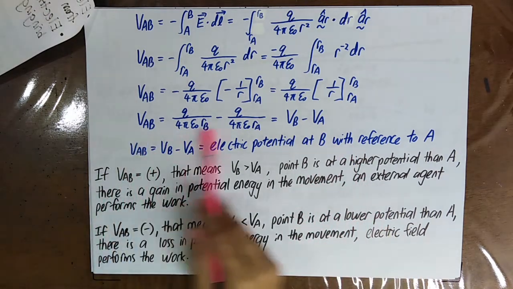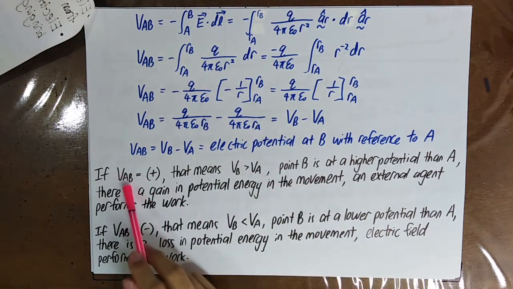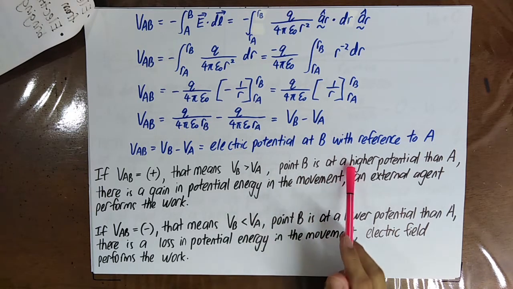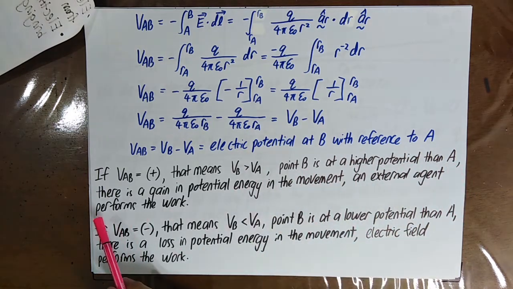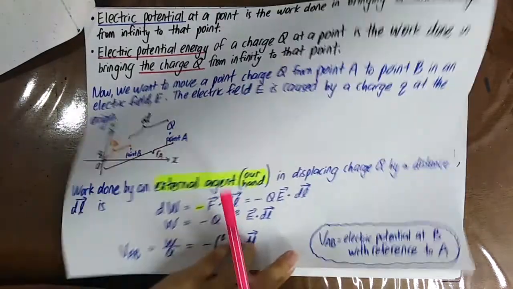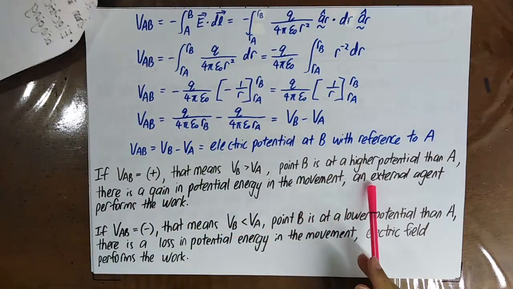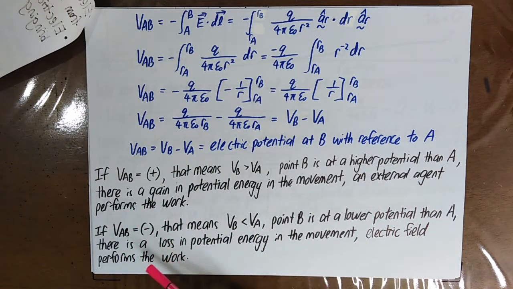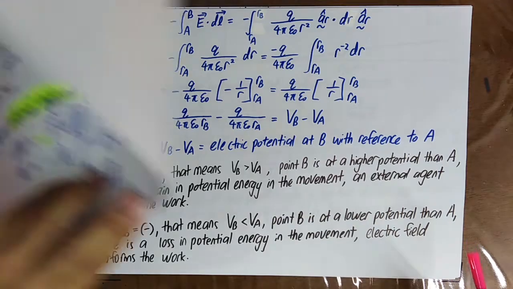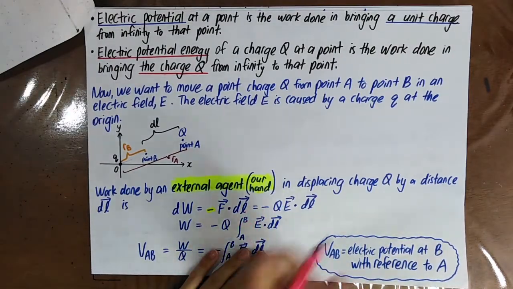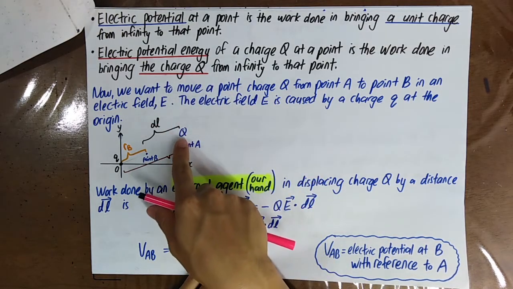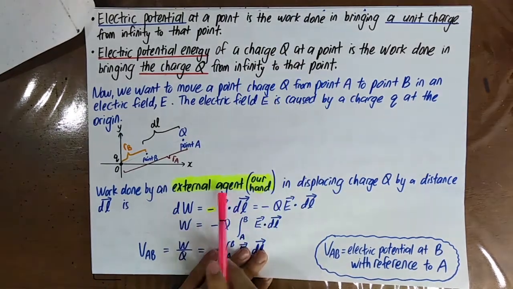By using our definition here, if VAB is positive, that means that VB is greater than VA. So point B is at a higher potential than point A. And then there's a gain in the potential energy in the movement from point A to point B. So an external agent performs the work. Who is the external agent? The external agent is simply you. Let's say you use your hand to put the point charge Q from here to here, then your hand is the external agent.